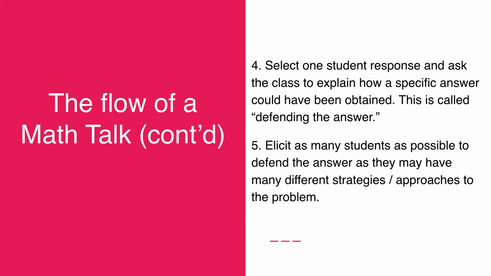And the class then is going to start explaining how a specific answer could have been obtained. So how did Joe get 63? Well, I think Joe, based on the work I see on the board, did this, this, and this. We're going to ask as many students as possible to defend the answer, as they may have many different strategies or approaches to solving the problems.